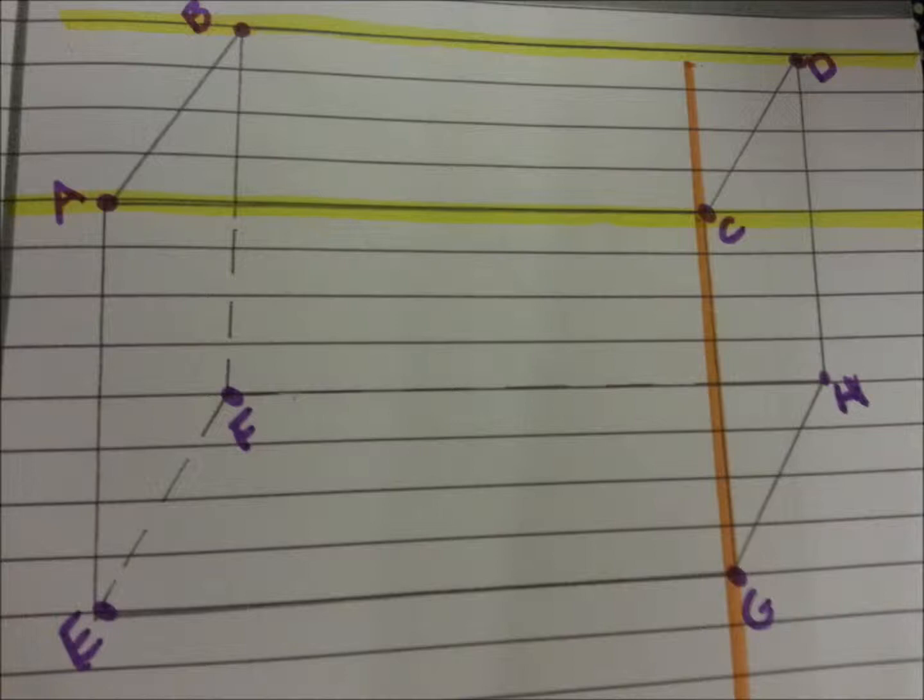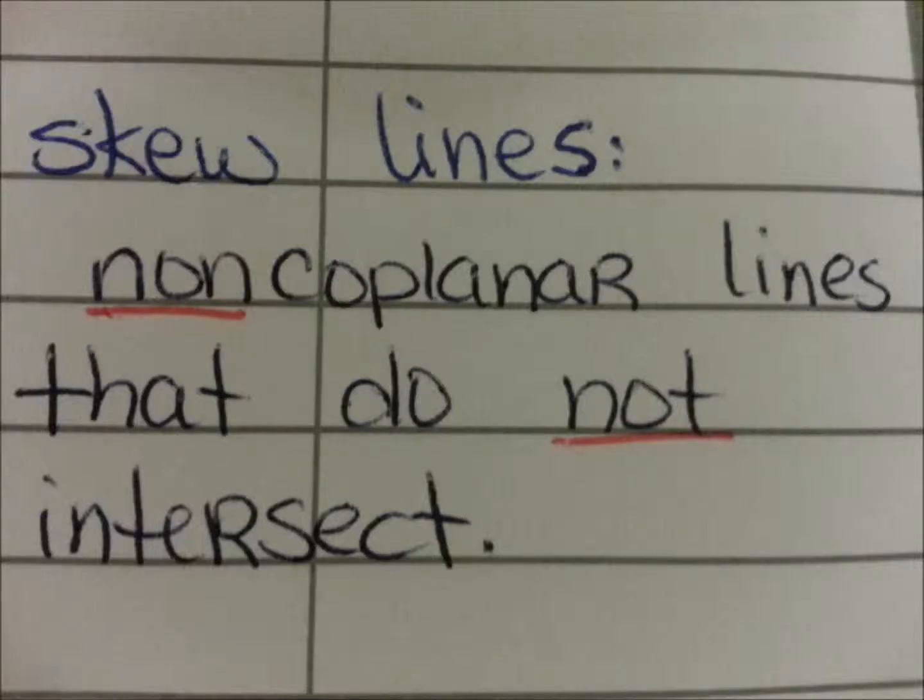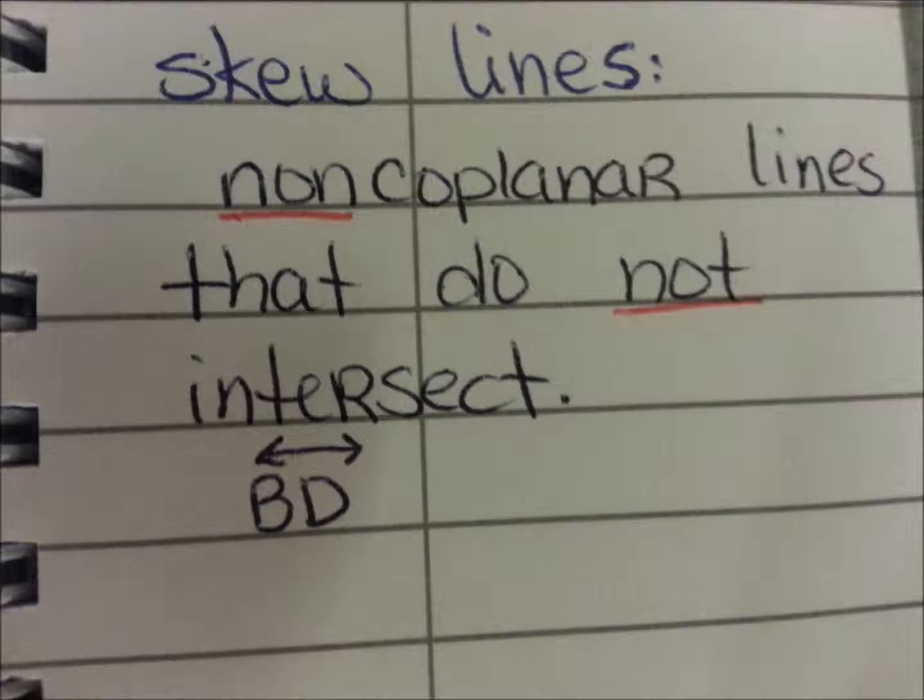But since our line BD is on that back part of the top plane and the line CG is on the right side of this front plane, they're totally not on the same plane. And so we call those skew lines. Skew lines are non-coplanar lines that do not intersect.